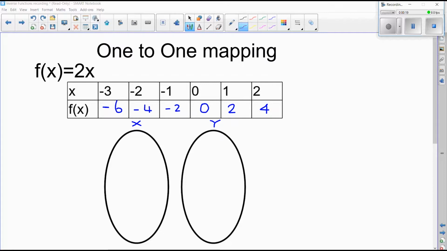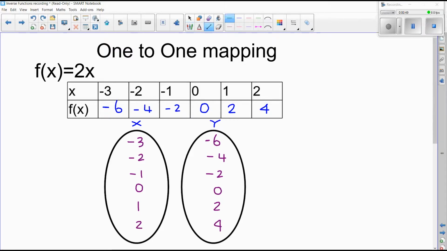So we see that when x is negative 3, if we substitute negative 3 into 2x, we get that y is negative 6. Negative 3 times 2 gives me negative 6. When x is negative 2, I get y is negative 4. When x is negative 1, I get y is negative 2. When x is 0, y is 0. When x is 1, y is 2. And when x is 2, y is 4.